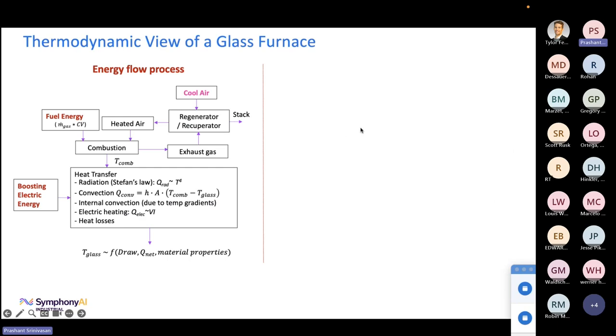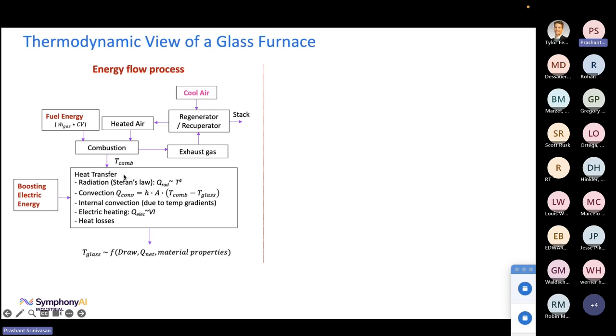Now, taking a thermodynamic view of a glass furnace, this is showing you the energy flow process. You have, of course, the cool air coming in, which extracts some heat through the regenerator or recuperator from the exhaust gases. And then you have typically a stoichiometric mixture of the warmed air and the fuel. And there is a combustion that happens in the furnace. And then there is heat transfer from the hot gases to the glass.